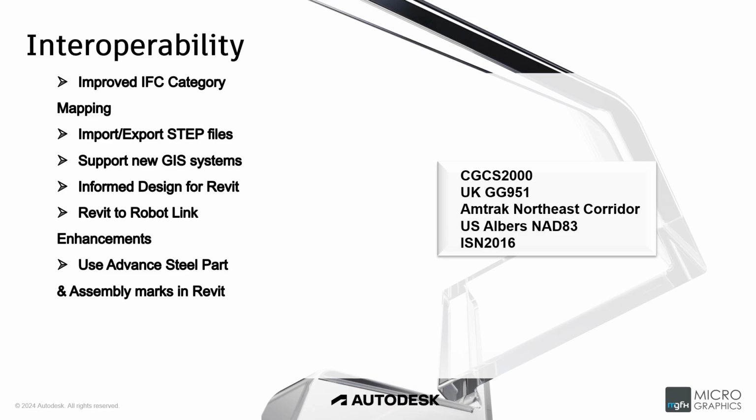Revit now supports 5 new horizontal coordinate systems, which users can now acquire the coordinates from linked DWG files. The 5 new ones are CGCS 2000, UK GG951, Amtrak Northeast Corridor, US Albers NAD 83, and ISN 2016.